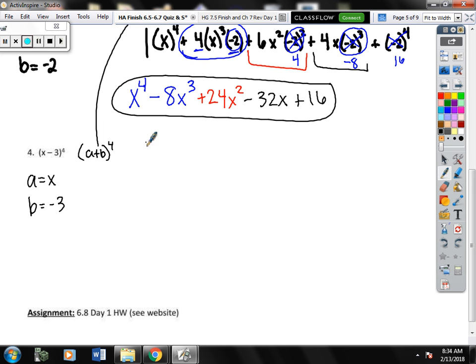So we would have 1, this is again our 1, 4, 6, 4, 1 pattern. So we have 1, a to the 4th, which is x to the 4th, b to the 0, so I won't write it, plus 4 x to the third. And now I'm going to use my parentheses because this is going to be b to the first, which is a negative 3 to the first.